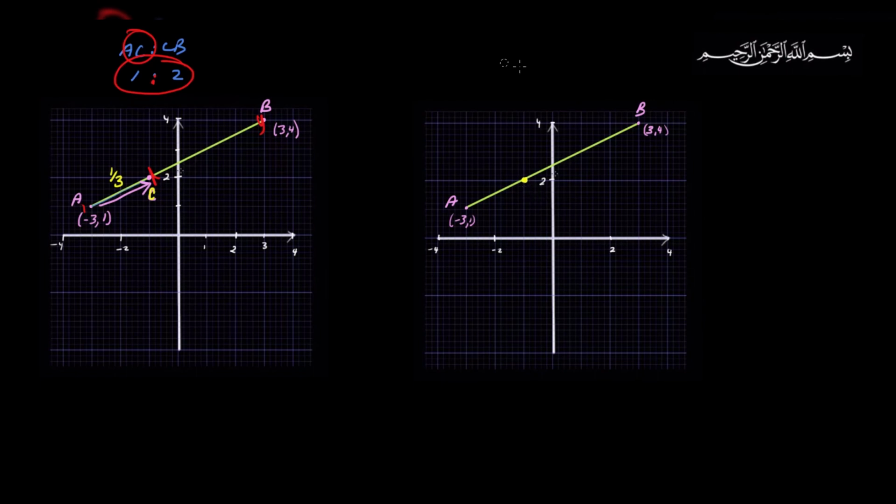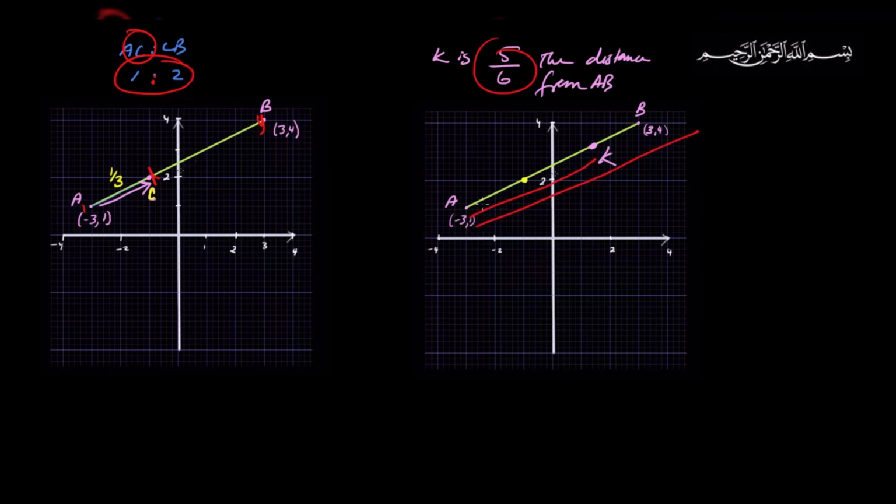Now, we said K was 5/6 the distance. Remember, we said K is 5/6 the distance from AB, and that ended up being somewhere over here. That was K. So what that means is this to this is 5/6. The ratio of the length of AK to AB is 5/6. Now watch this. This is different.